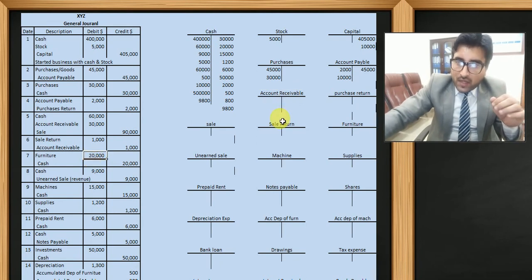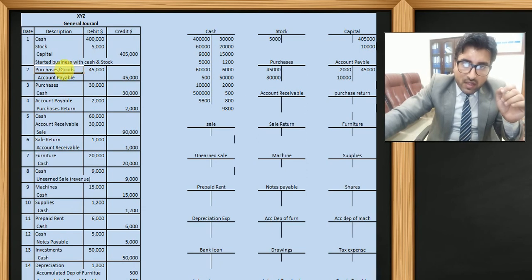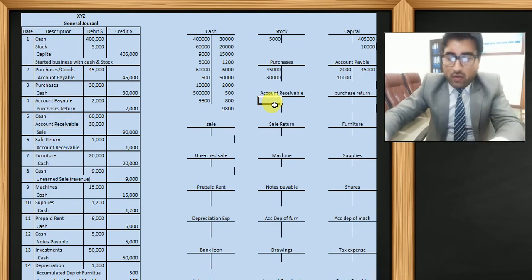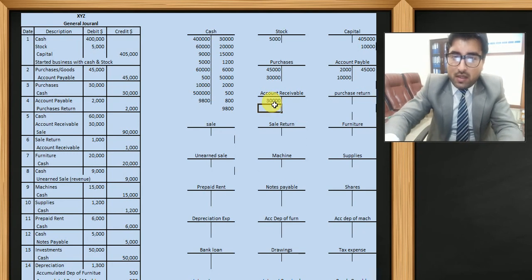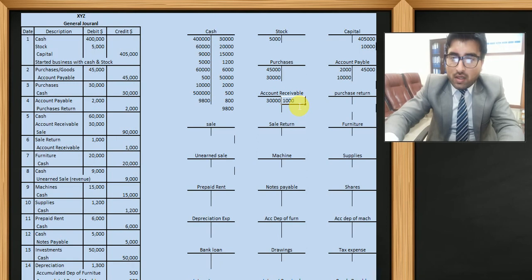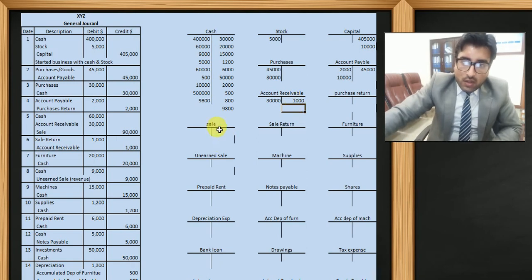Next we have account receivable. So look, we have account receivable on date 5. Account receivable debited, how much? $30,000. So $30,000 account receivable debited. And next, on date 6, account receivable credited $1,000. So credit $1,000.